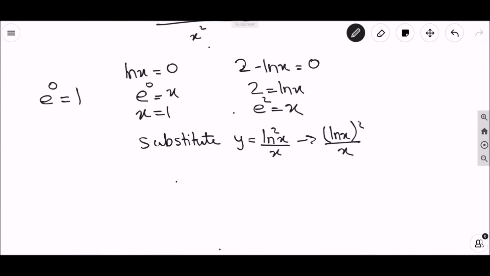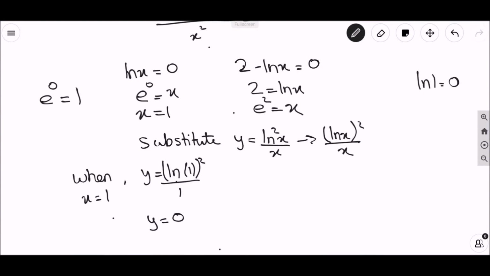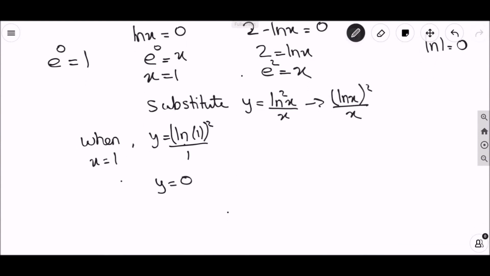It is the same. So now when x is equal to 1, we're going to substitute y is equal to ln 1 whole squared divided by 1. When you put ln 1 in the calculator, you'll get 0. So this whole thing will be 0. y is equal to 0. So the coordinates would be 1 and 0.